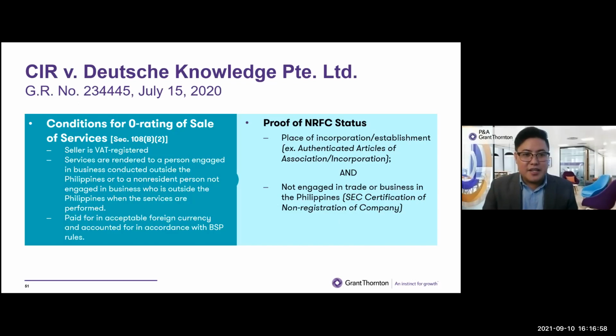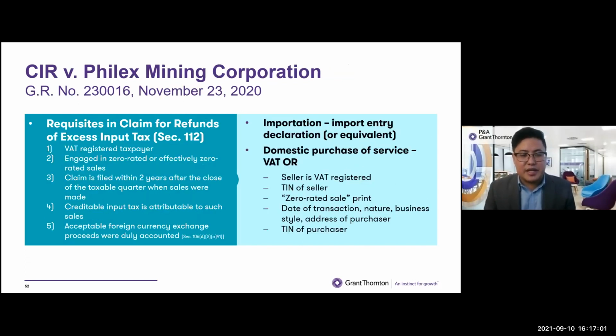Okay. Another important case, very recent, last year, November 23, 2020. This is the CIR versus Felix Mining Corporation. This is to further discuss the topic a while back, wherein we said that if you are into VAT zero-rated sale, or effectively VAT zero-rated sale, and your input tax is higher than your output tax, you can actually claim the difference for refund. So here, the Supreme Court laid down the requisites in a claim for refund under Section 112.